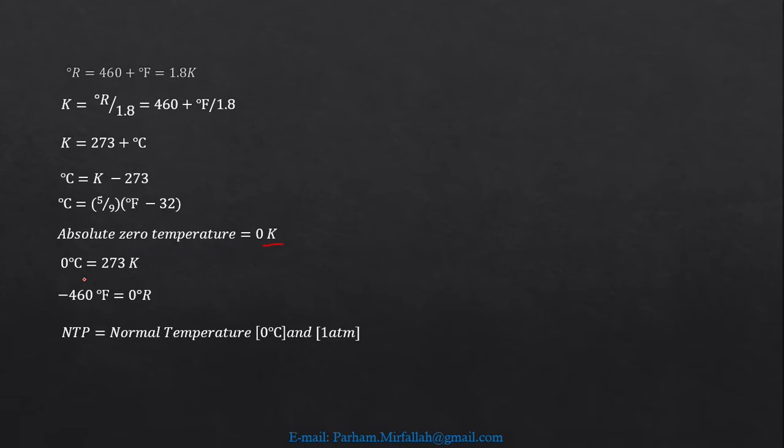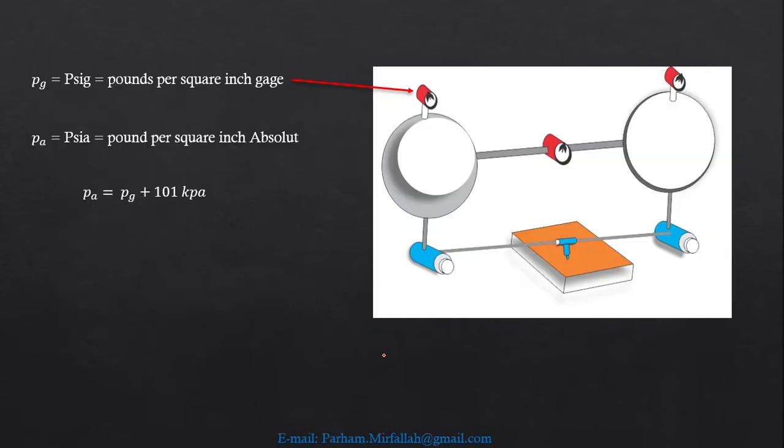0 centigrade is the same and equal to 273 Kelvin, and minus 40 or 460 Fahrenheit is the zero Rankine, and NTP is normal temperature, 0 centigrade and 180. Till here, the slides that we talked about were the basics for this slide.